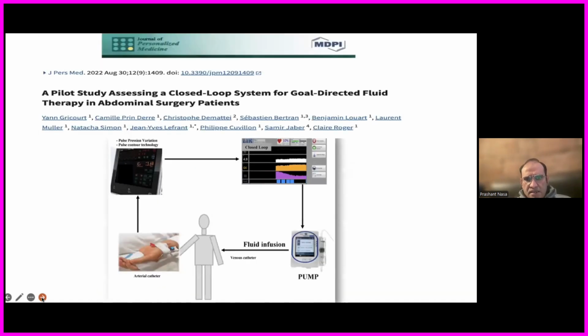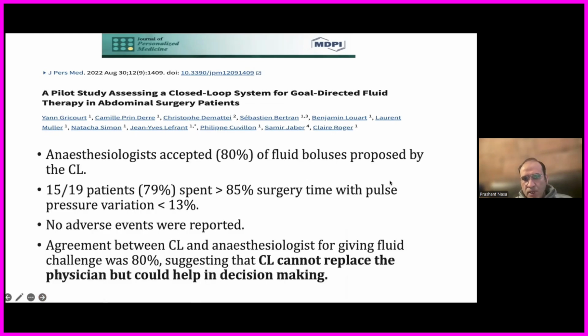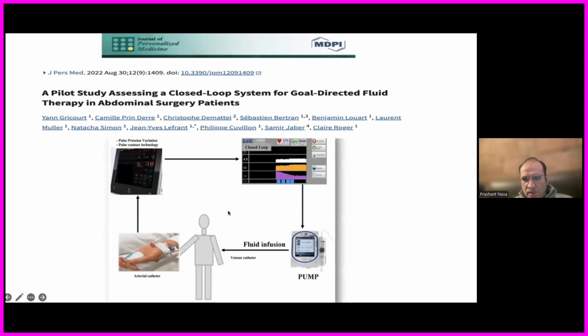Then there is another study which was recently published, again looking into abdominal surgery patients, by Samir Jabbar's group. This is the way the closed loop works, where you use hemodynamic monitoring, either peripheral or invasive or non-invasive, semi-invasive hemodynamic monitoring, putting this into the context of closed loop, and finally that closed loop guides the fluid administration in these patients.